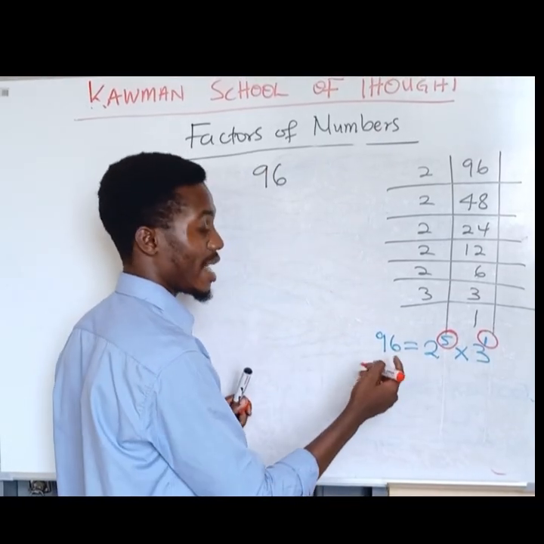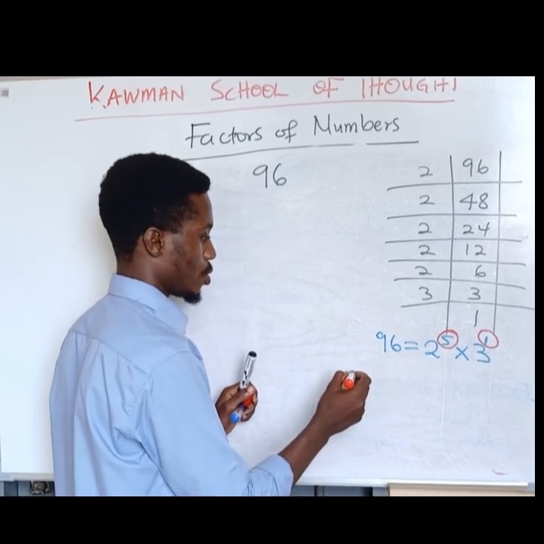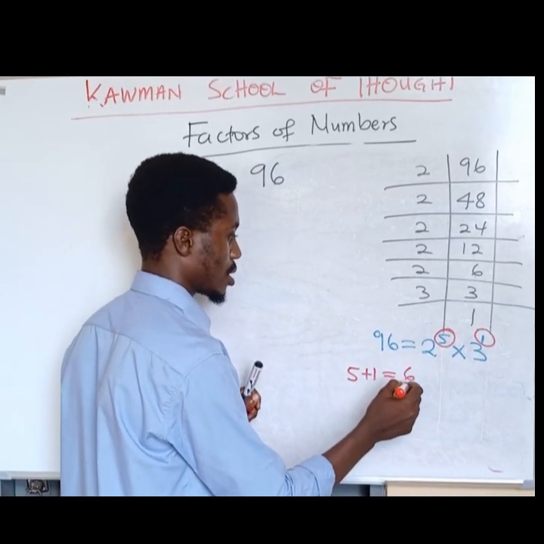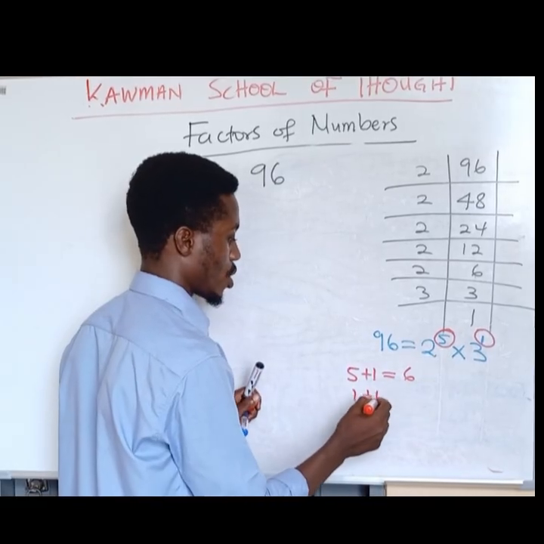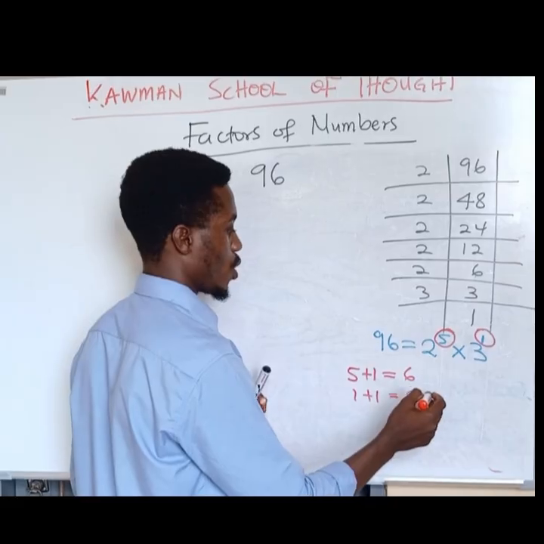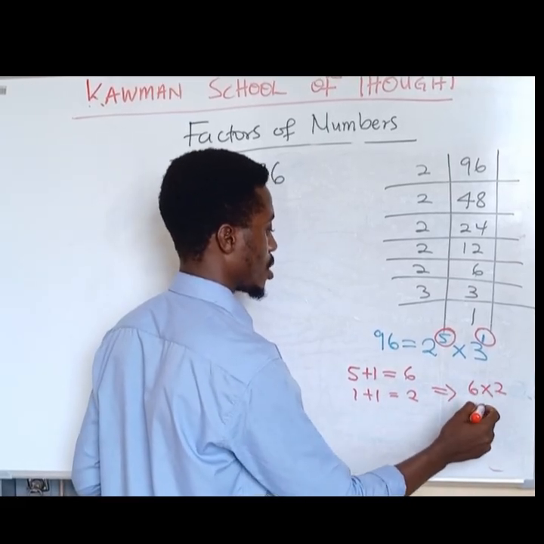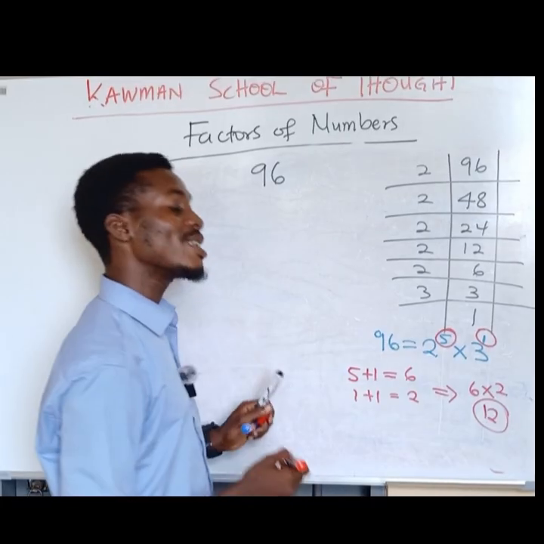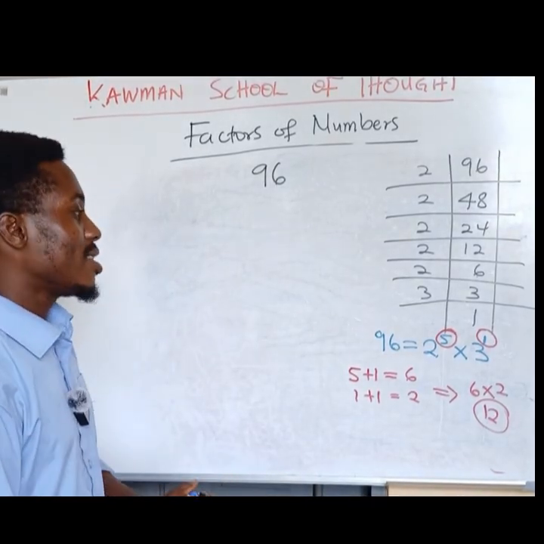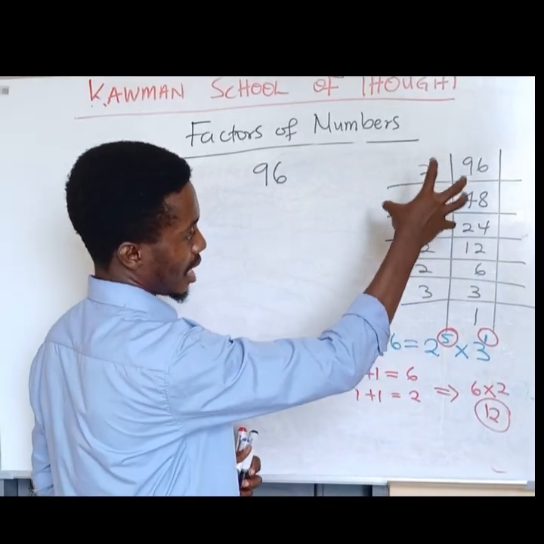Add 1 to each power and multiply them. So let's add. 5 plus 1, what do we get? 6. Then 1 plus 1, what do we get? 2. All right. So when we multiply 6 by 2, we get 12, meaning we are supposed to get 12 factors. This is crazy.